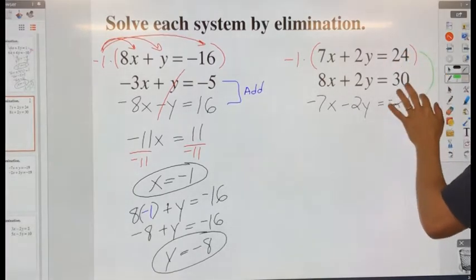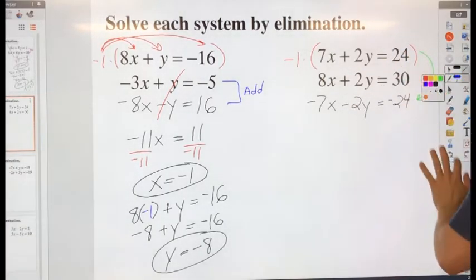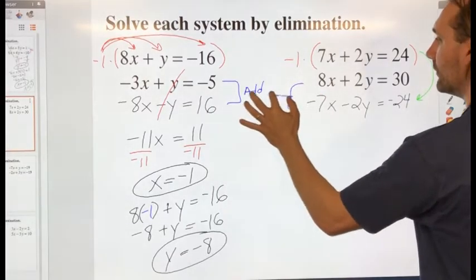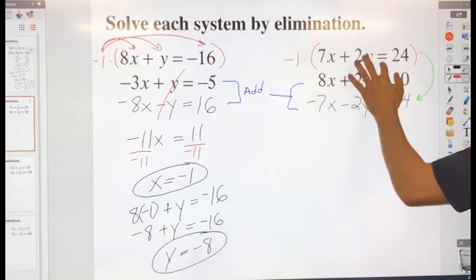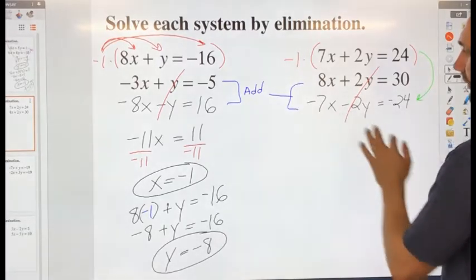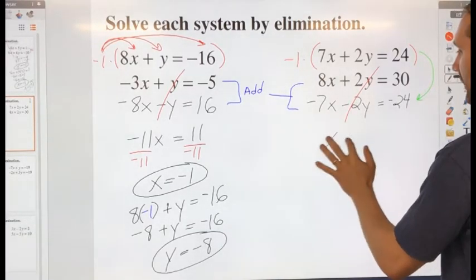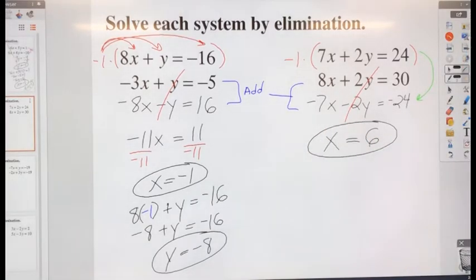And if you're still wondering why I did that, that's because when I add these two equations together, what happens? The y's will cancel, and I'm just left with x. So 8x minus 7x is x equals 6. Well, that wasn't too bad. Very quickly, I got my first variable. Now let's plug it back in to get the y value.